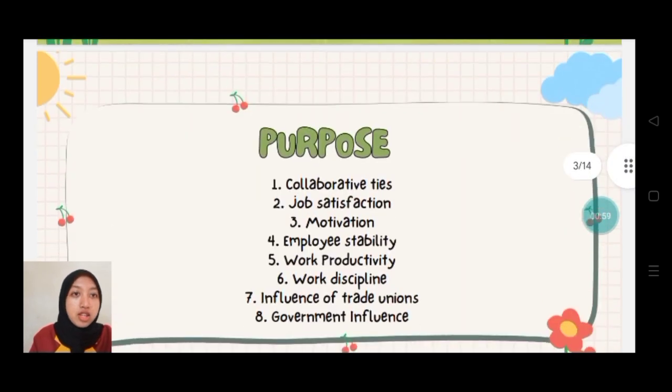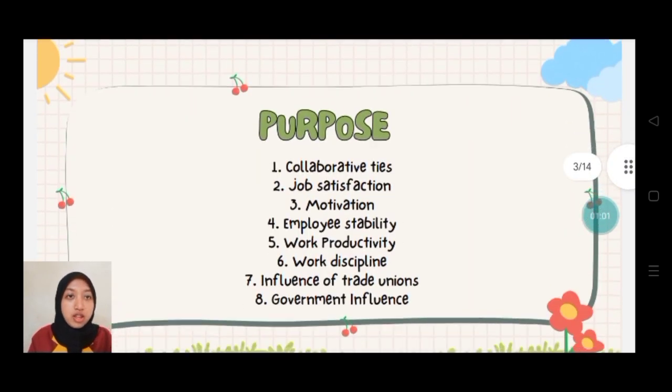Okay, next slide about purpose. This one: 1, collaborativeness. 2, job satisfaction. 3, motivation. 4, employee stability. 5, work productivity. 6, work discipline. 7, influence of trade unions. And 8, government influence.